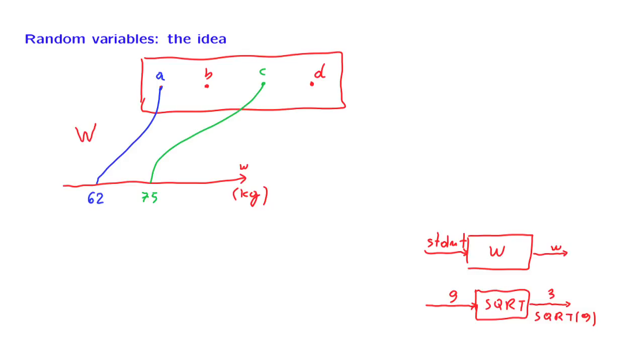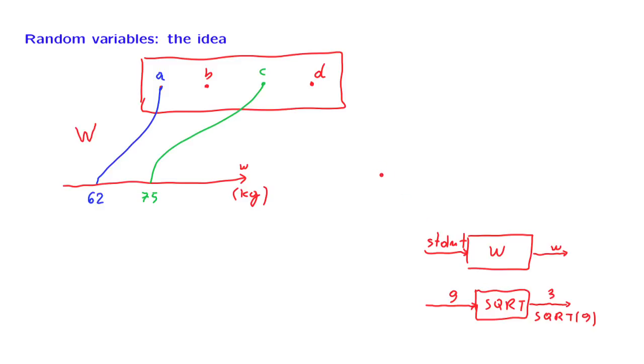Notice here the distinction that we will keep emphasizing over and over. Square root of 9 is a number, it's the number 3. The box square root is a function. Now let us go back to our probabilistic experiment.